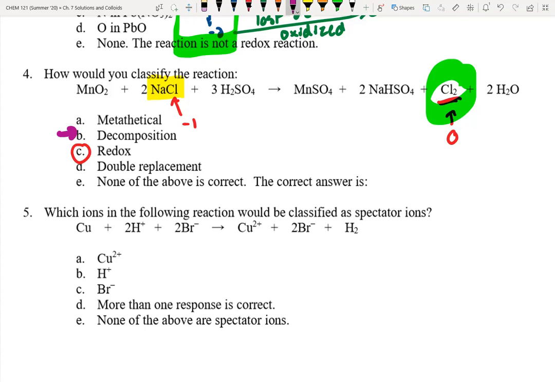A double replacement, I talked about in the video, and the way I like to describe a double replacement is if you go square dancing, or have seen square dancing, and you have two people dancing and you switch partners, that's a double replacement reaction. So that's a good way of remembering those. In this case, we're not switching partners, though. It looks like a bit more complicated than that. So in this case, a redox reaction would be the correct one. The metathetical, I think that's just a made-up word.